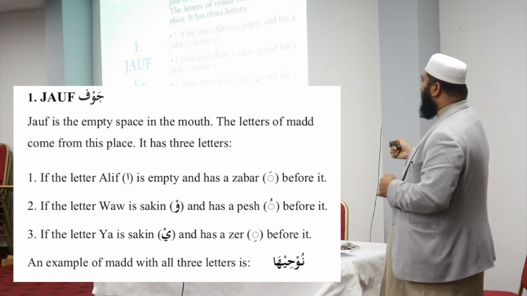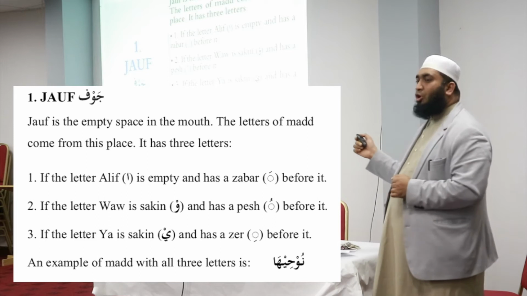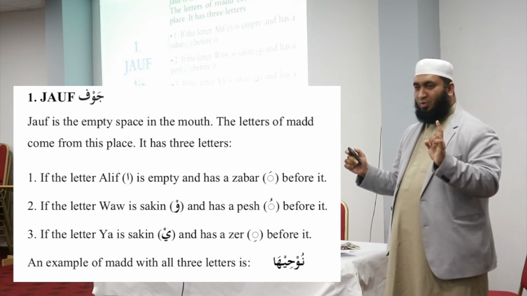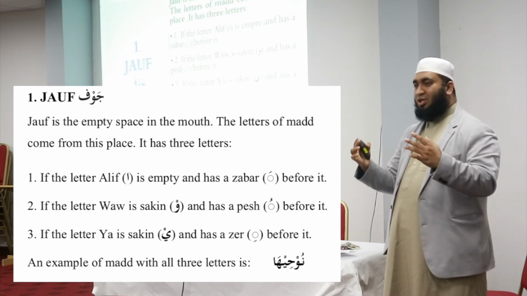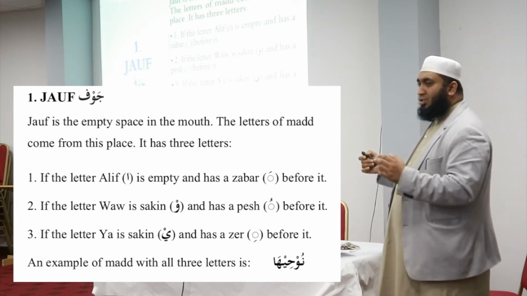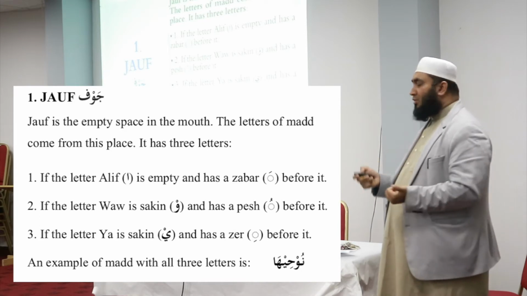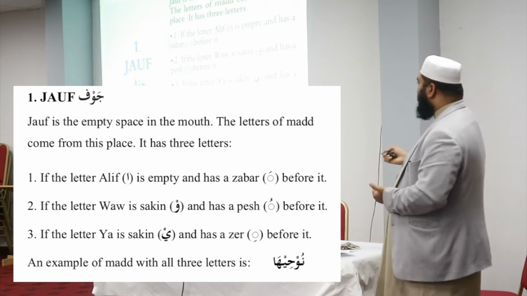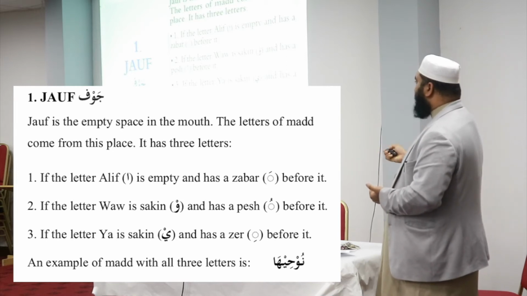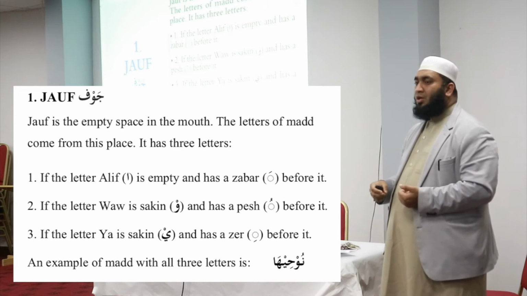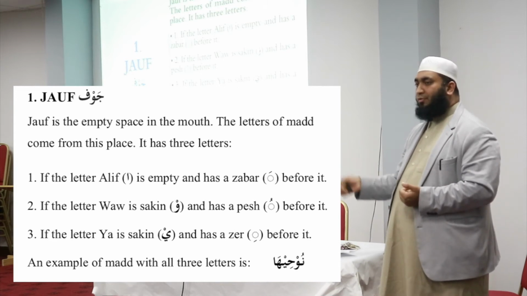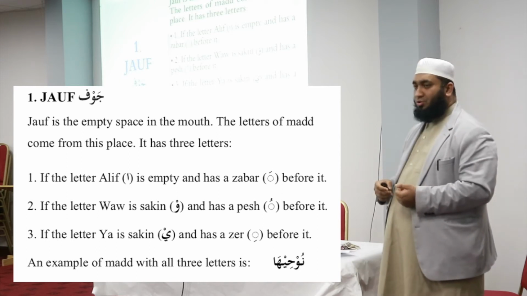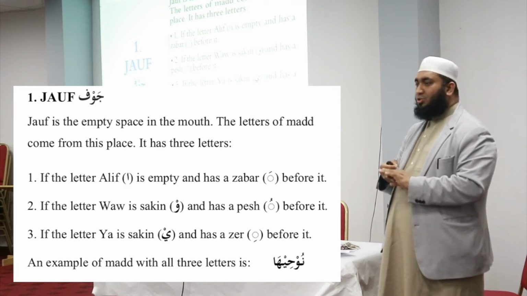If you remember, the letters of Mad are 3 with these 3 conditions. We learned before, didn't we? To make the sound longer, to stretch the sound, is called letter of Mad. The first letter of Mad is Alif, empty, preceded by a Zabar. Number 2, the second letter is Waw Sakin, with a Pesh before it, and Ya Sakin with a Zer before it. So these are the 3 letters of Mad.